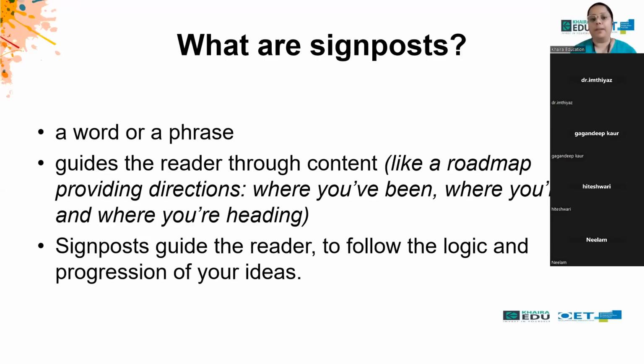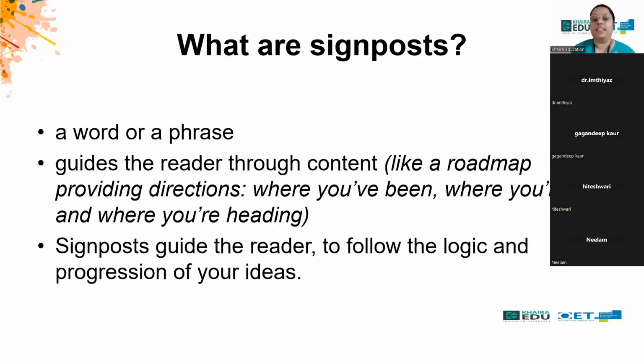It's just like a roadmap. It always gives you information about what you're talking about now, what you're going to talk about further, or what you have already talked about. So it relates to all the topics in that particular text. It connects the text, makes it one whole unit, and does not separate the ideas from one another. That is what the next point mentions. Signposts guide the reader to follow the logic and progression of your ideas.